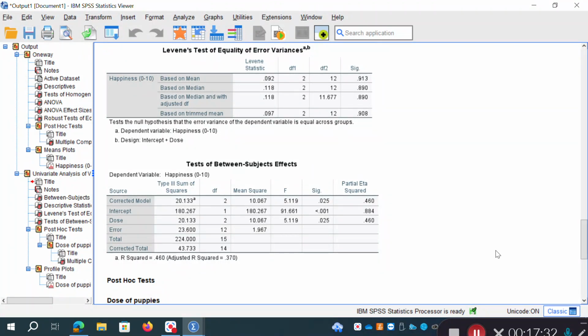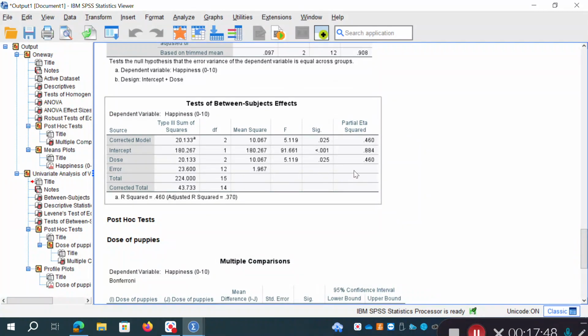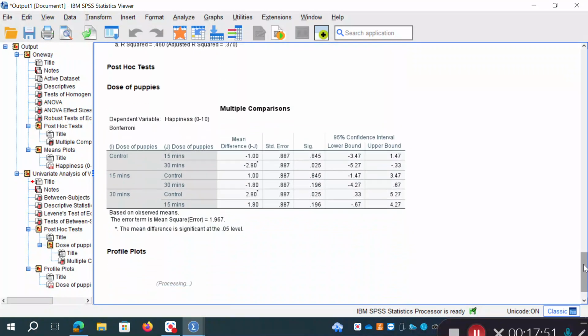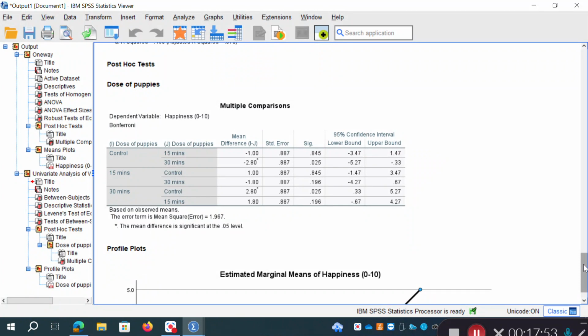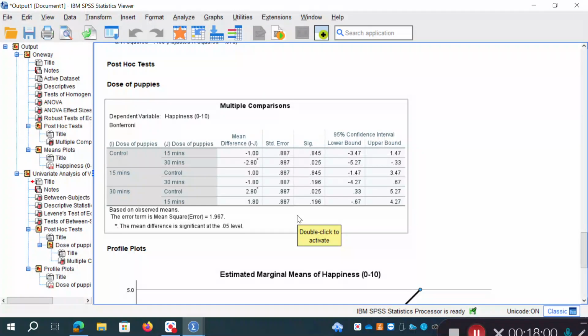So what we know so far: we've got a non-significant Levene's test. We can safely meet the assumption of homogeneity of variance, so we can interpret our standard ANOVA model. We get our F ratio of 5.119, and we've got a significant p-value of 0.025. So we need to do these post-hoc follow-up tests. Here it's given us our Bonferroni post-hoc multiple comparisons table, same as we got above, but it's obviously a much smaller table because it only asks for Bonferroni.